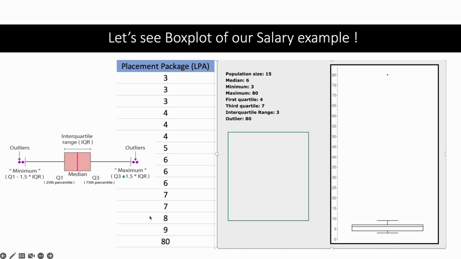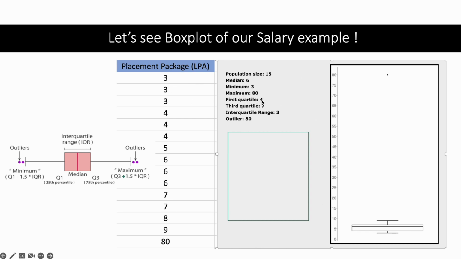Now this is the data series which I was telling about, placement package in lakhs per annum, in a sorted way. Okay, now how will the box plot look? My sample size was 15 because I have 15 data points over here. Clear? My median is 6. 6 is my midpoint. The 8th data point is 6. What is the minimum value? The minimum value is 3. What is the maximum value? Maximum value is 80. What will be the range? 80 minus 3, which is 77, will be the range.